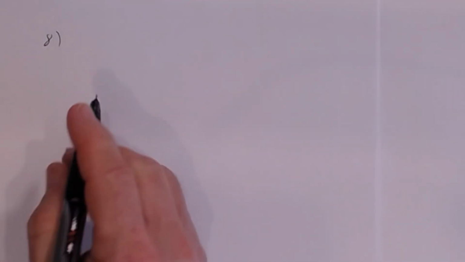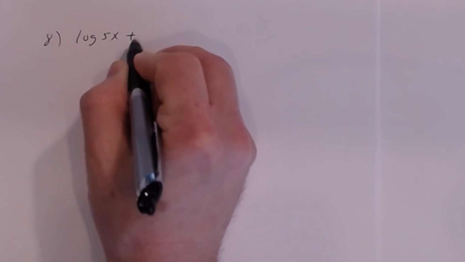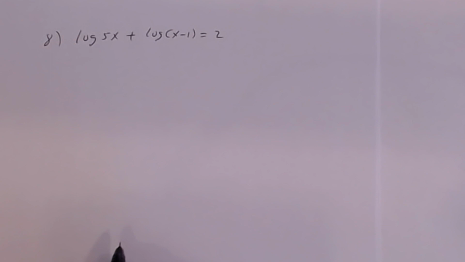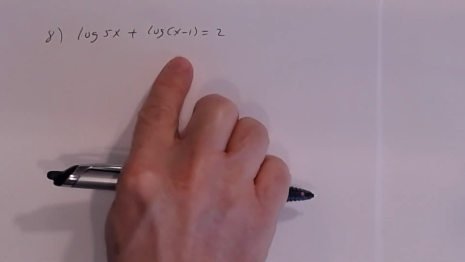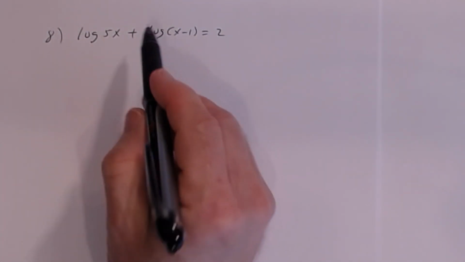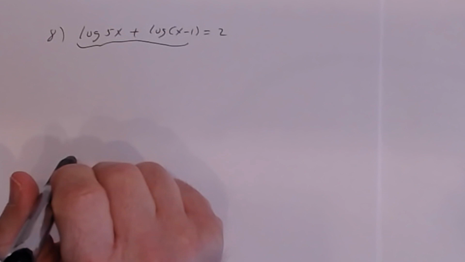So this is going to be number 8. So let's do number 8. So let's do an addition one, so let's do a sum. So we have the log of 5x plus the log of x minus 1 equals 2. So remember, you have this log equation. I want to change it to an exponential. Before I can change it to an exponential, I have to write this as a single logarithm.